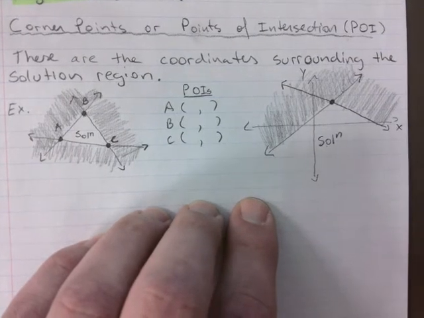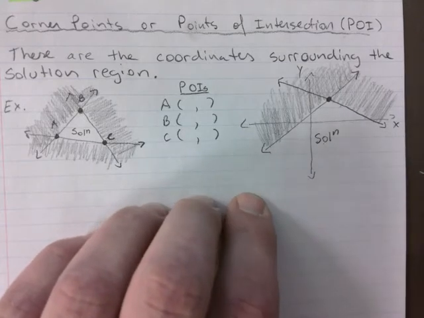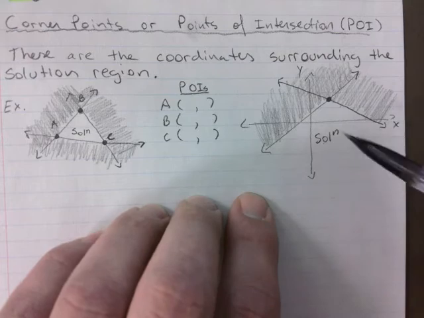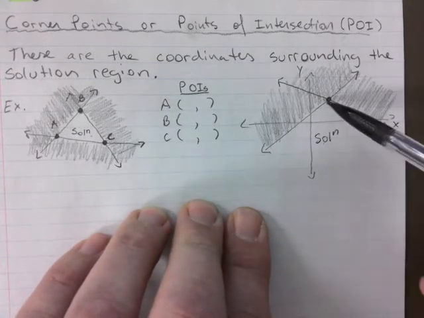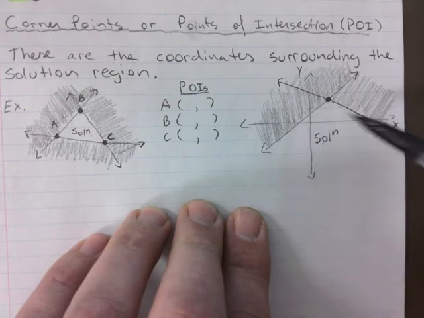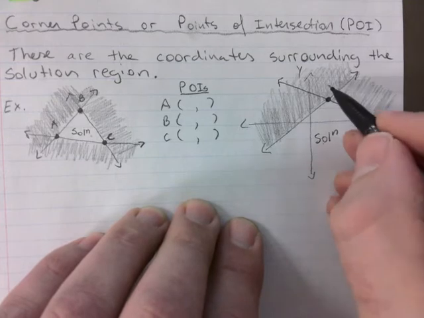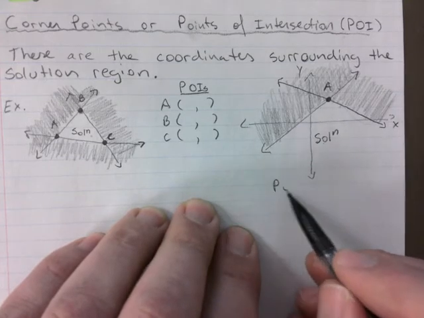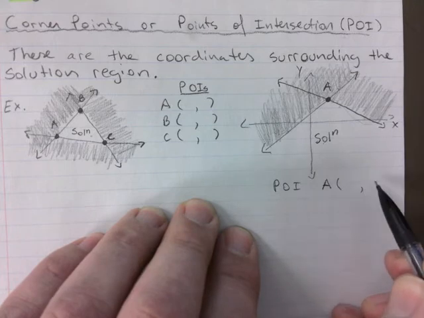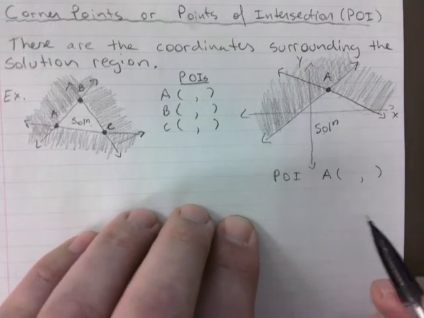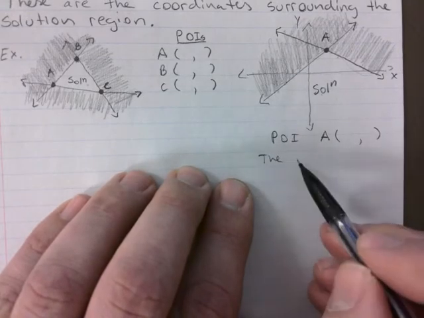Right? All of this actually goes on to infinity. This one is not bound. This solution region is bound, and right all around. This one is not. It's just bound here and here, but everything else underneath it is part of it. So in this case, right, the POI is just A, like this. The axes do not count.